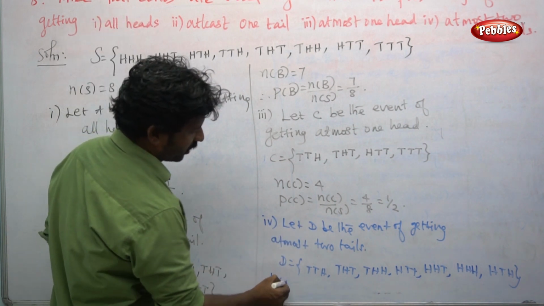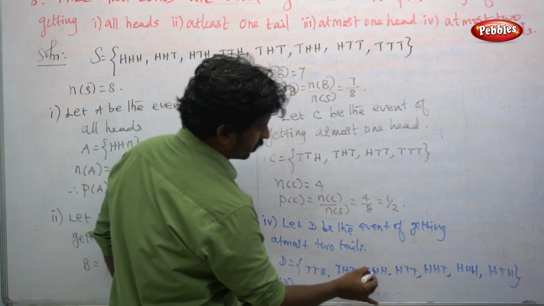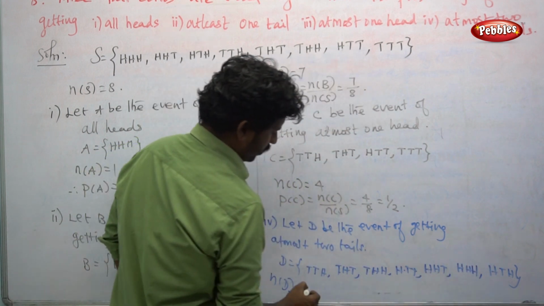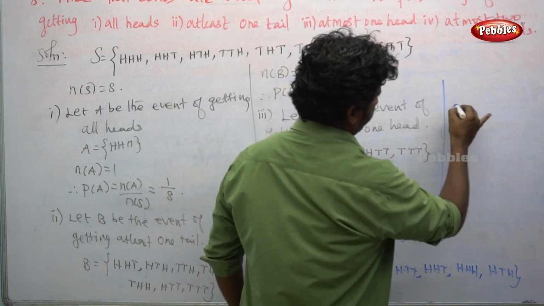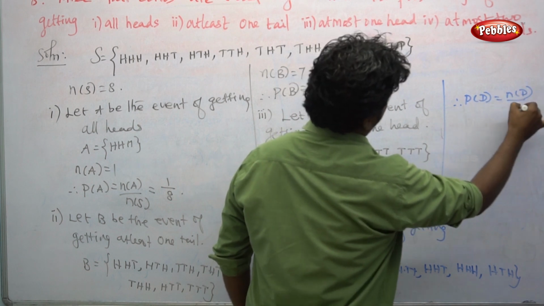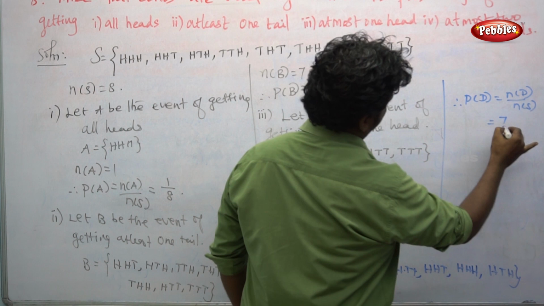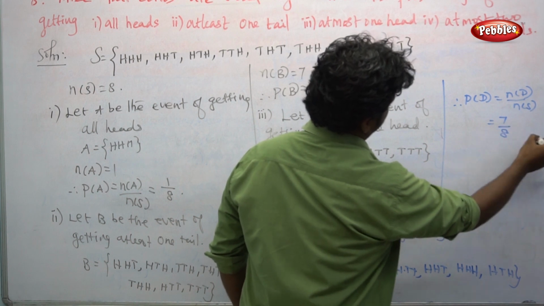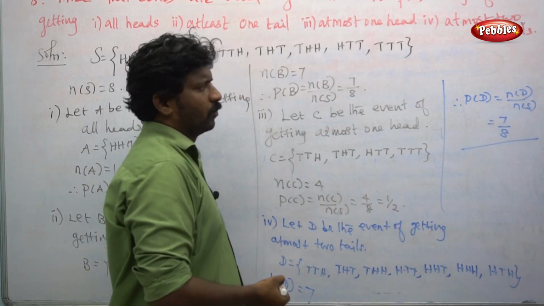So n of d is equal to how much? 1, 2, 3, 4, 5, 6, 7. Therefore p of d is equal to n of d by n of s. So n of d is 7, n of s is 8. This is the answer. Understood?